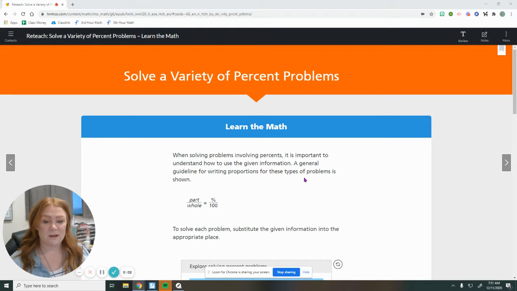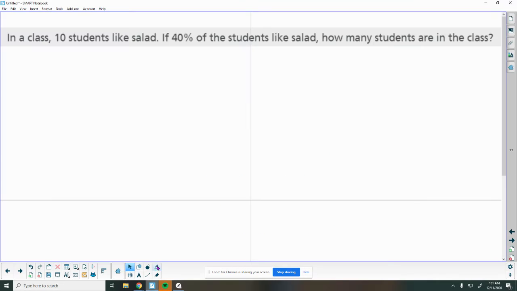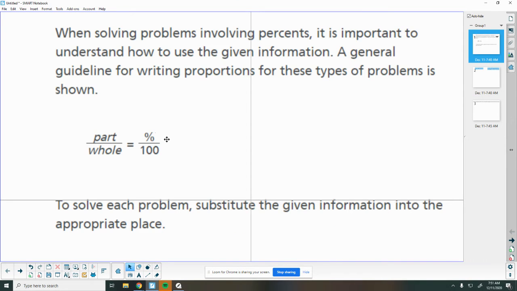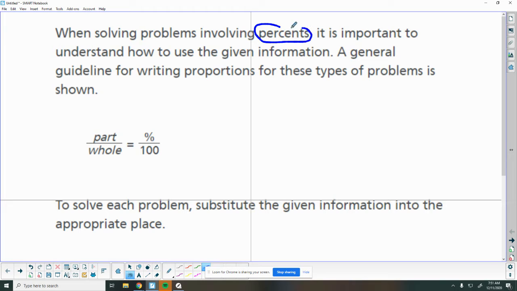If you are working on 7.3 Reteach, or if you are needing more help setting up percent problems, then be sure to follow along with this video. So first, let's recap some information here that is important when we're solving these percent problems. First of all, we need to remember that this word percent means per hundred. There's 100 cents in a dollar, per hundred, and it always has to be connected to that hundred.